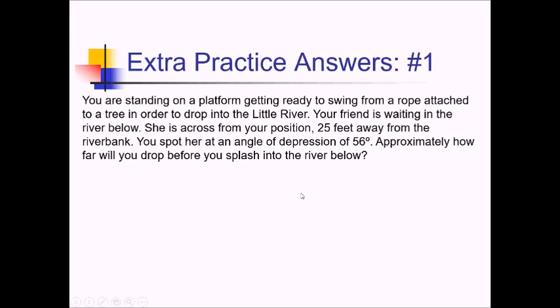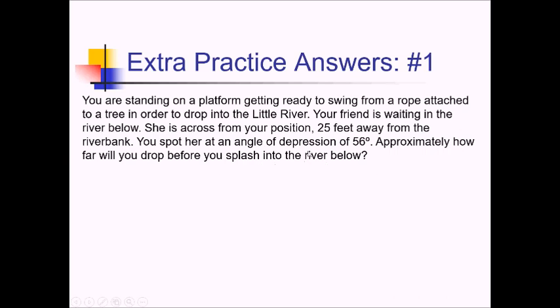On this daring problem, you're standing on a platform getting ready to swing from a rope attached to a tree in order to drop into the little river. Your friend's waiting in the river below. She's across from your position, 25 feet away from the riverbank, and you spot her at an angle of depression of 56 degrees. We want to know how far you're going to drop before you splash into the river below.